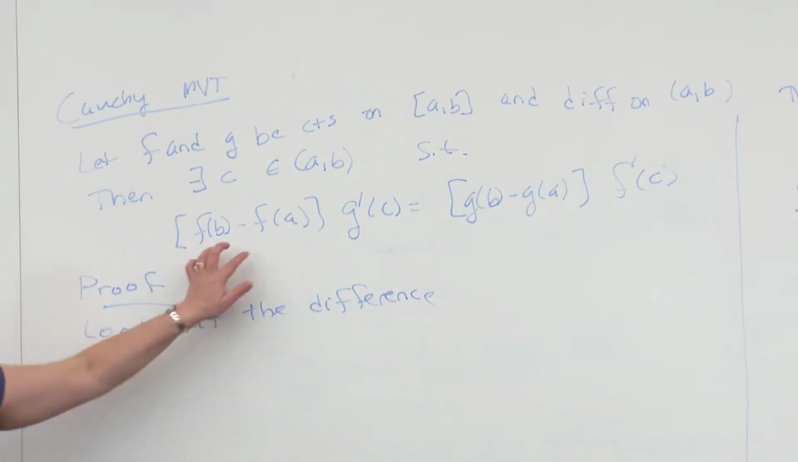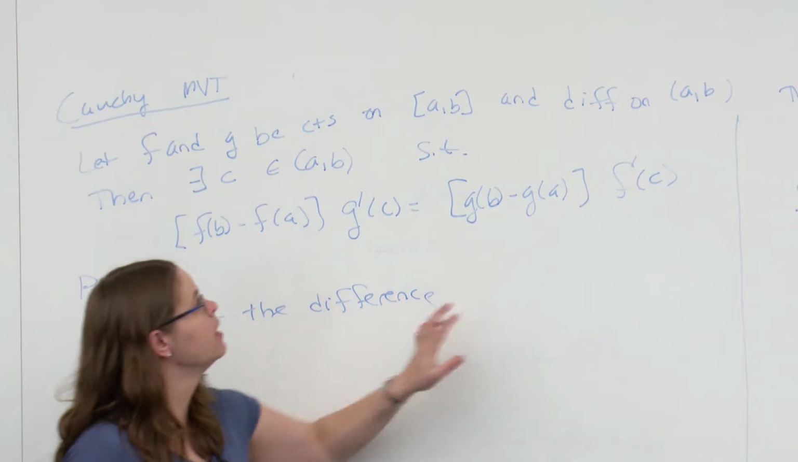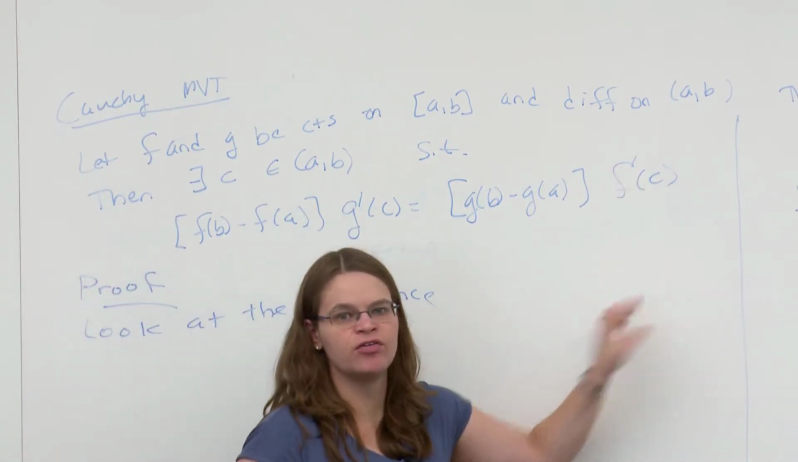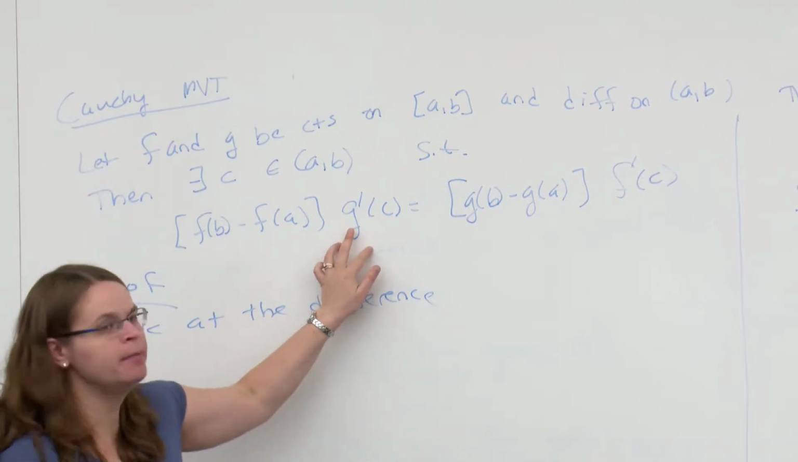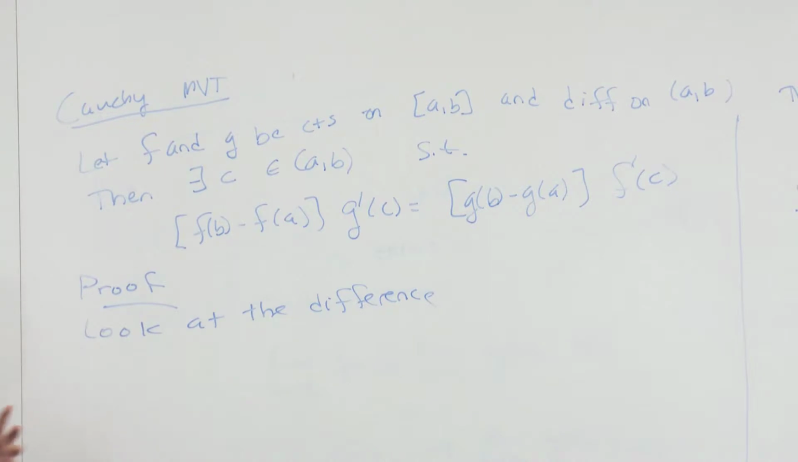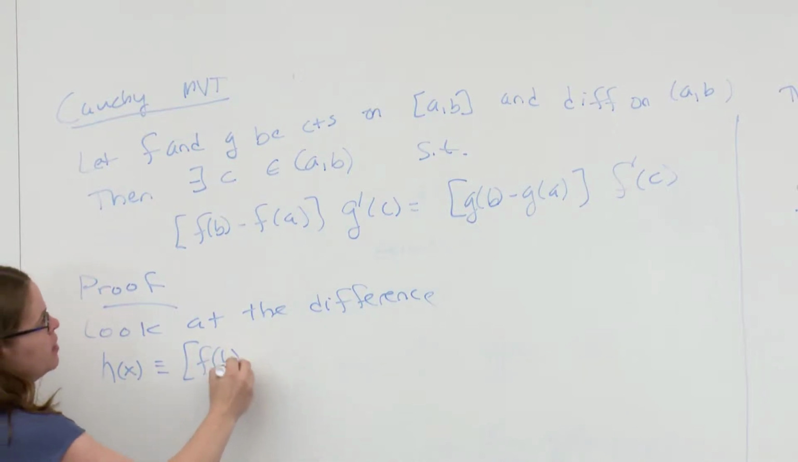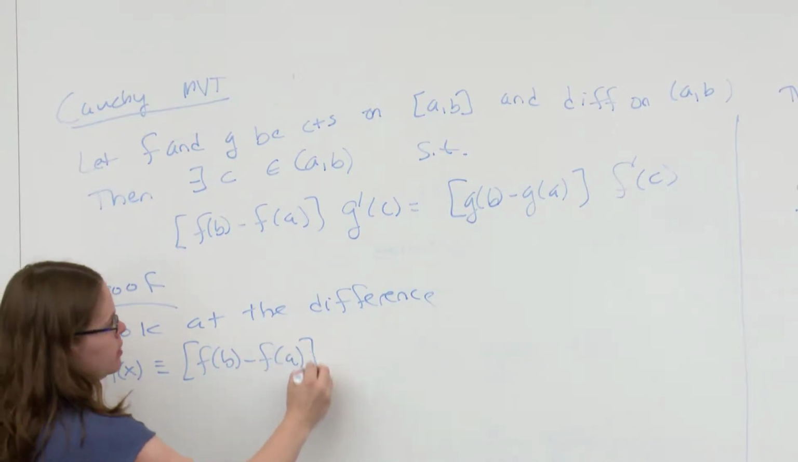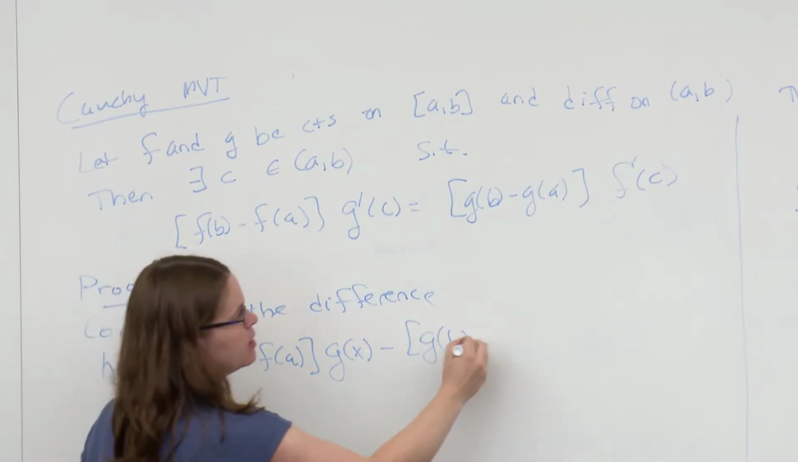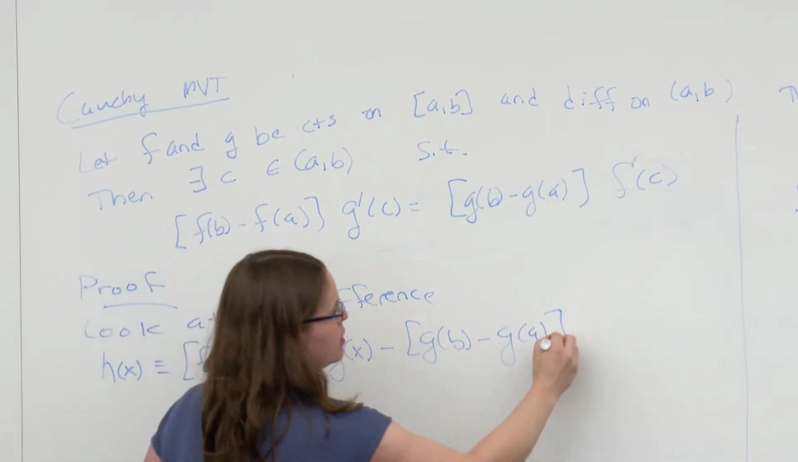So what I'm going to do is leave these as constants, and change these to g of x and this to f of x, so that when I take derivatives, I'll get a g prime and f prime, and hopefully c gets plugged in there. That's the goal. So let's look at the difference. We're going to define it as a function: h of x equals f of b minus f of a times g of x, minus g of b minus g of a times f of x.